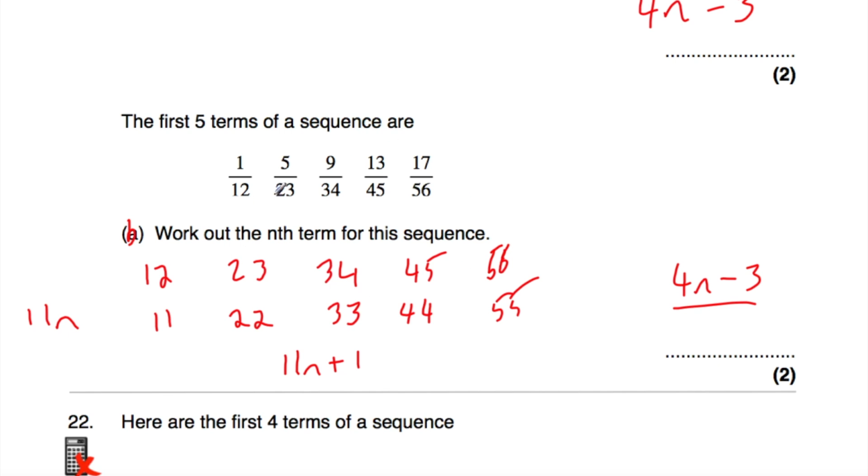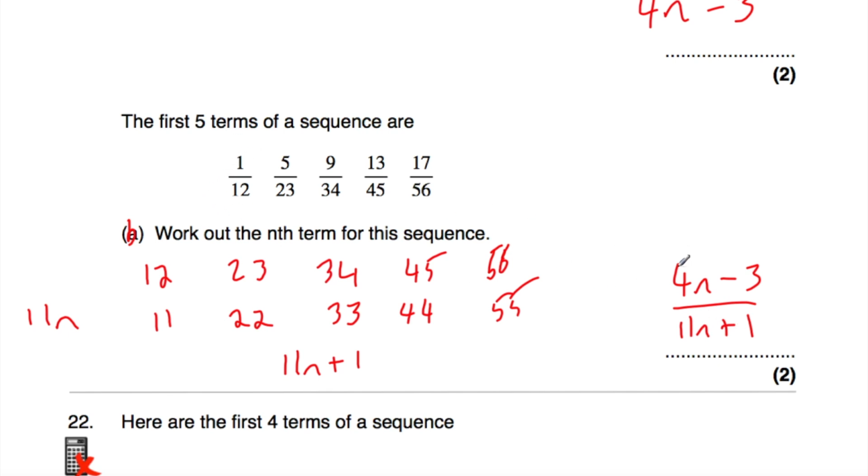So we've now found the nth term for the denominator. The nth term for the denominator is 11n plus 1. So that means the nth term for this fractional sequence would be 4n minus 3 over 11n plus 1. And let's just check it. If n is equal to 1, to get the first term in the sequence, 4 times 1 is equal to 4, take away 3 is 1. And 11 times 1 is 11, plus 1 is equal to 12. So that's the first term in the sequence, 1/12.